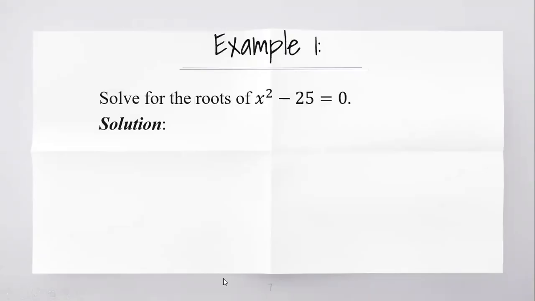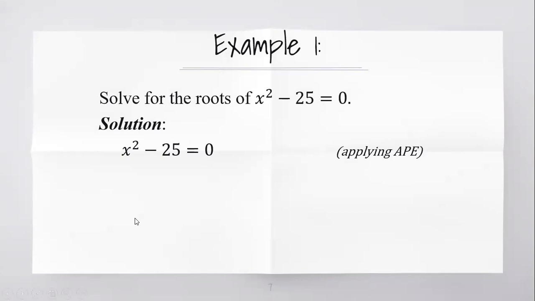For example, you are tasked to solve for the roots of this equation: x squared minus 25 is equal to 0. So, walang linear term, okay? Ang existing terms lang are the quadratic term and the constant. In this case, ang gagamitin mong method will be extracting the square roots. Again, ang gagamitin method, extracting the square roots.